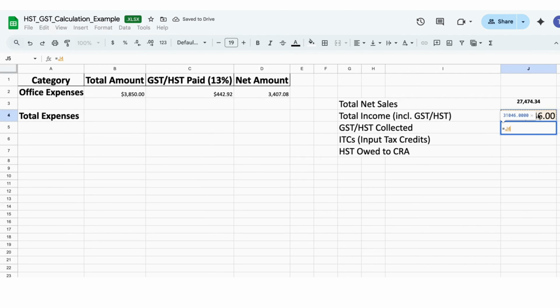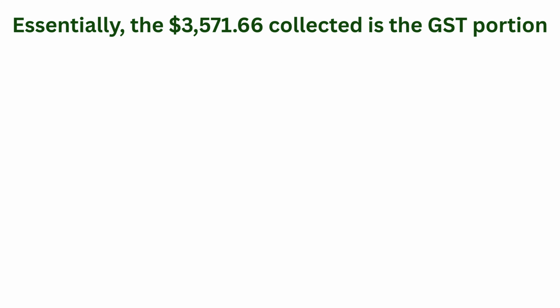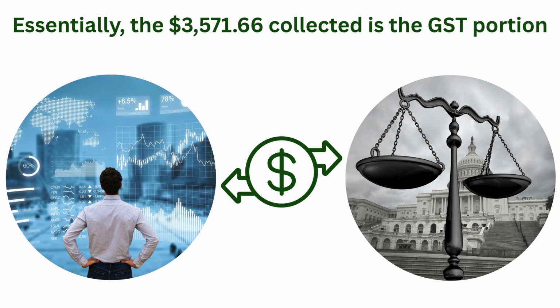Using the formula, GST collected is total income minus $13,113. For a 13% GST rate, we find that the total GST collected is $3,571.66. When it comes to GST, you collect taxes on your sales, $3,571.66 in this case, and can claim credits for the GST or HST paid on your business expenses. These are known as input tax credits, ITCs, which total $2,494.88 in our example. Essentially, the $3,571.66 collected is the GST portion that the business must remit to the government.